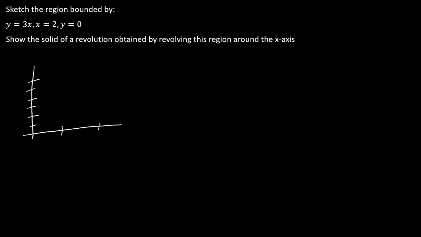So here's the first part. Here's where x equals 2, and then y equals 0 is this axis here. So the region is just this, okay? Now I want to keep this separate from all of the solids that I'm going to draw. So I want you to not mess with this drawing, okay?